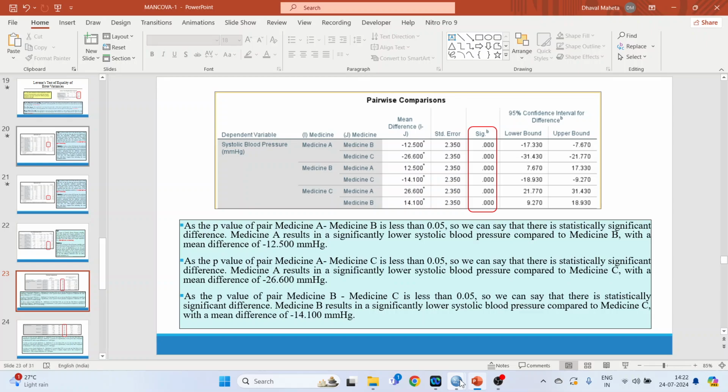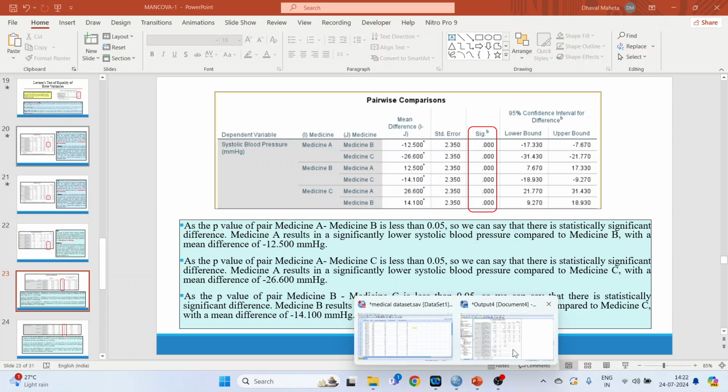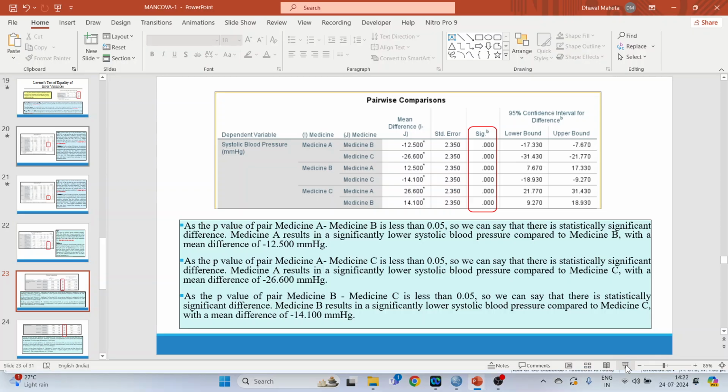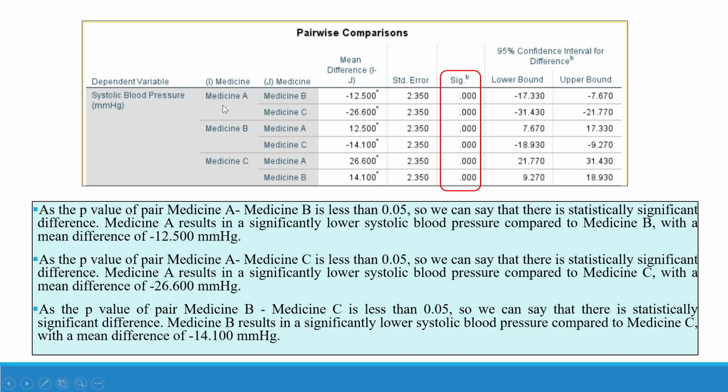Pairwise comparison. This I will get from here. Here it is. Pairwise comparison. Systolic blood pressure, pulse rate, oxygen saturation. So we'll start the interpretation. Systolic blood pressure. The mean of systolic blood pressure for those patients using medicine A minus the mean of the systolic blood pressure for those patients using medicine B. Now the difference is negative, minus 12.5. It means that the mean of the systolic blood pressure of those patients using medicine B will be higher.